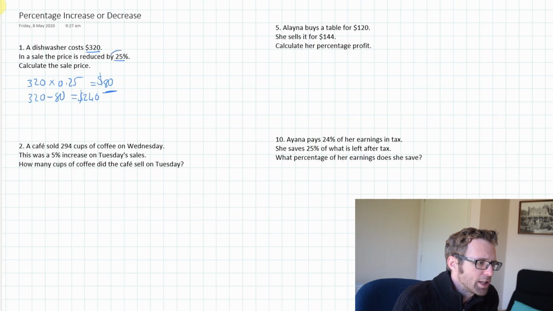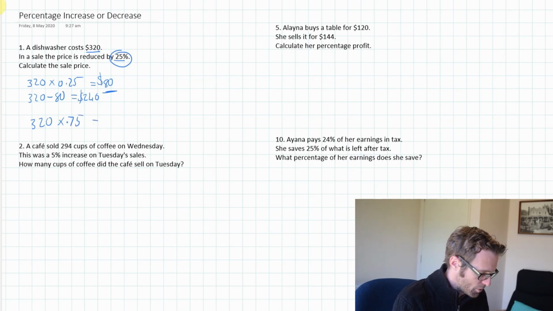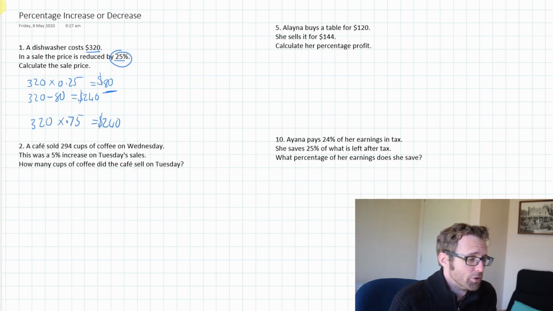But there is a quicker way of doing it. If you're reducing the price by 25%, it's now 75% of what it was. So you can simply go 320 times 0.75. Okay, now when you do that, you will get $240. So that's the fast and efficient way of doing these.